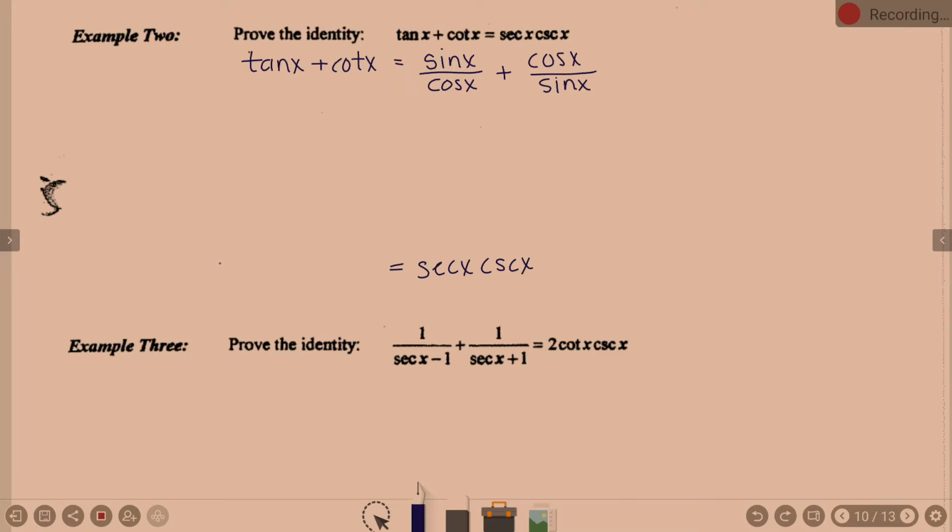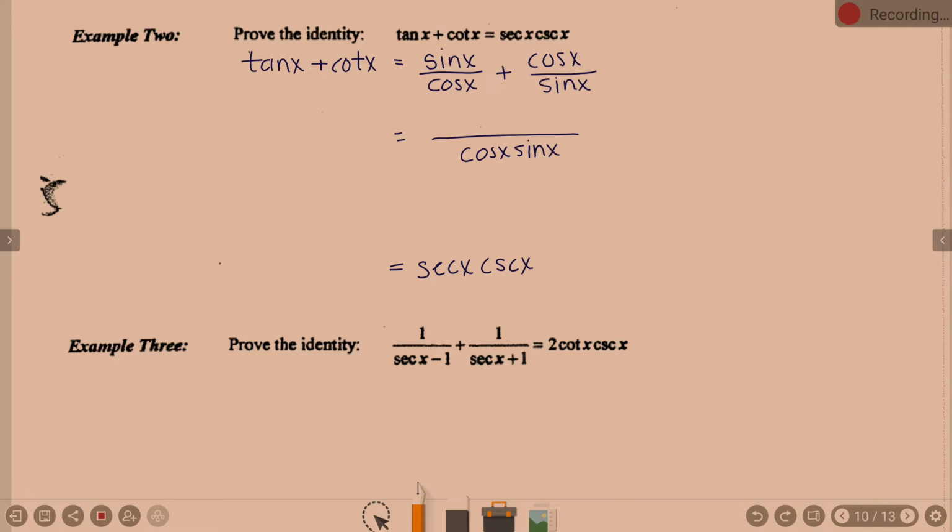What would be my common denominator? Cosine x, sine x, right? Because cosine and sine have nothing in common, so we're just going to multiply them together. Now, I'm going to go ahead and put that together as one fraction in my next step. If you want to leave it as 2 fractions for a moment, that's fine.